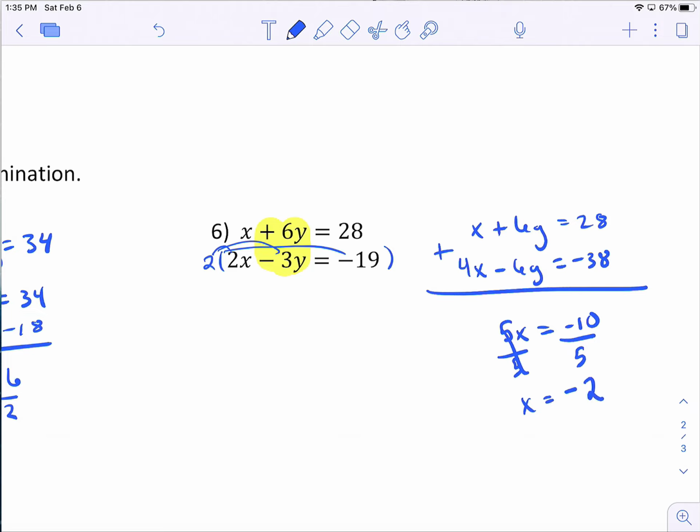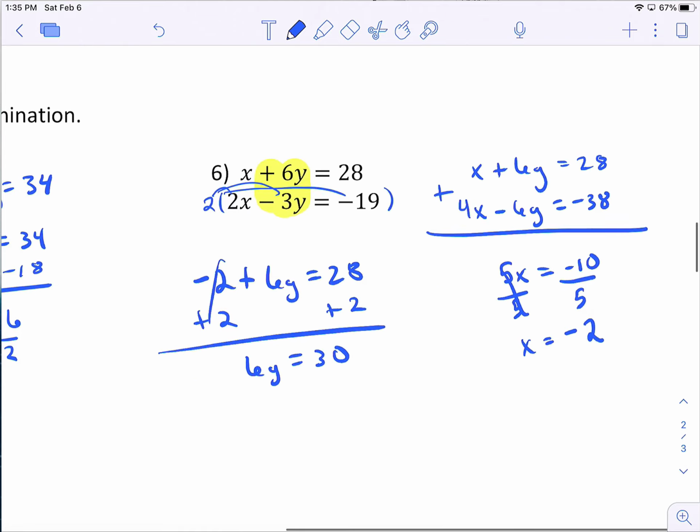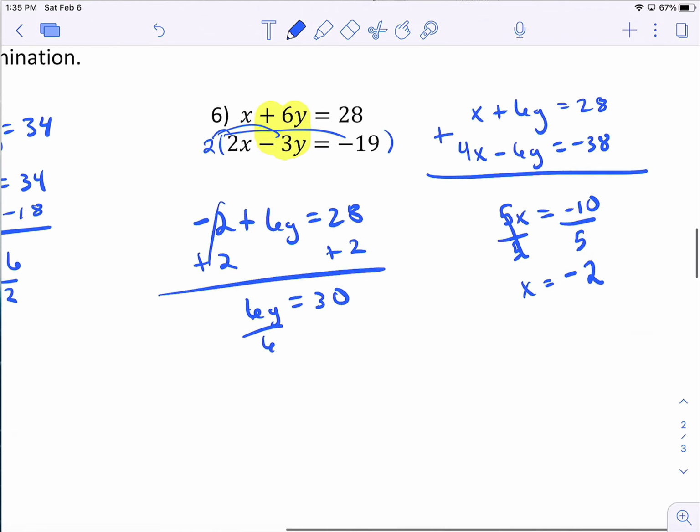X is negative 2. I'm going to plug that into the top equation because that one looks a little bit simpler to me. So I'll add 2 to both sides to get rid of the negative 2. 6y equals 30. Divide by 6, so y would equal 5. All right, so that gives me the point negative 2, 5.